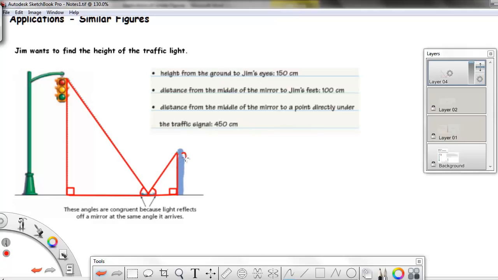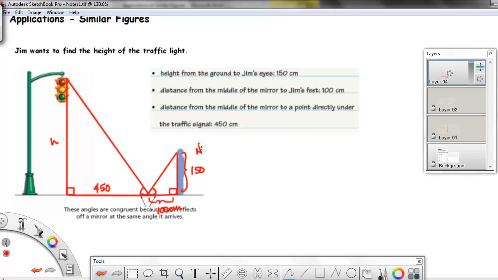The height from Jim to the ground to Jim's eyes is 150 centimeters. So this height right here is 150 centimeters. And then we know the distance to the center of the mirror is 100 centimeters. And then we look at the light. The distance from the middle of the mirror to a point directly underneath the traffic light right here, that is 450 centimeters. Our unknown is h over here.